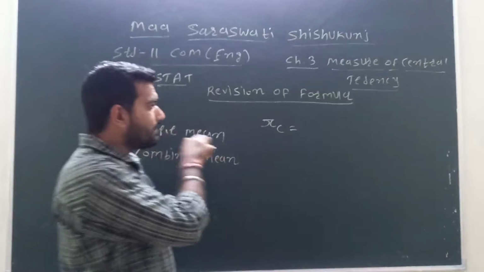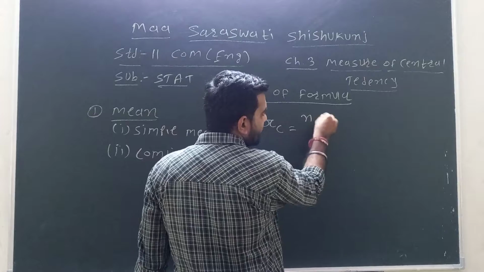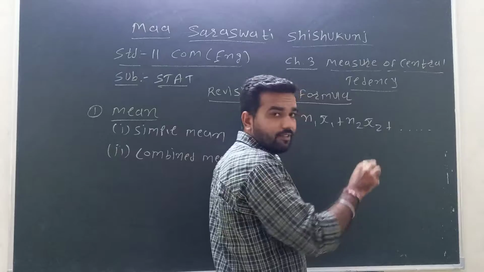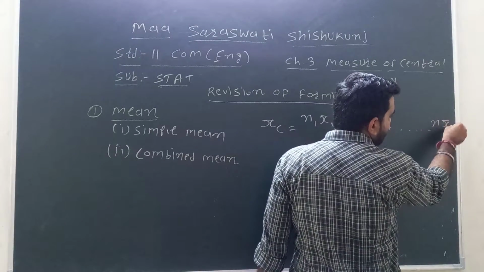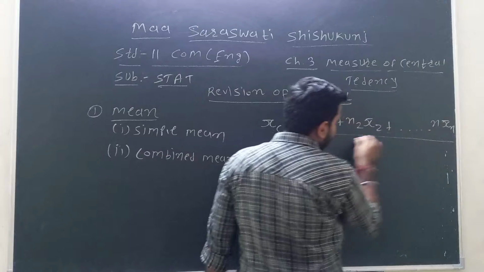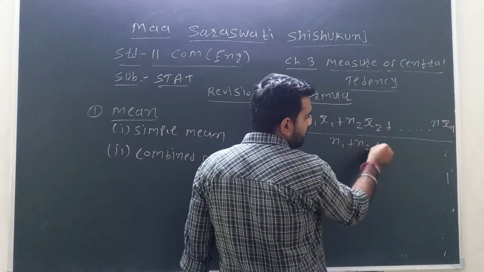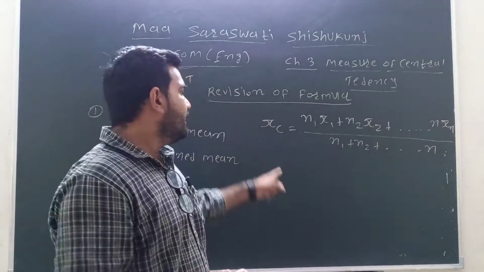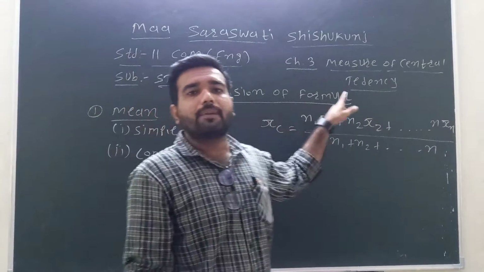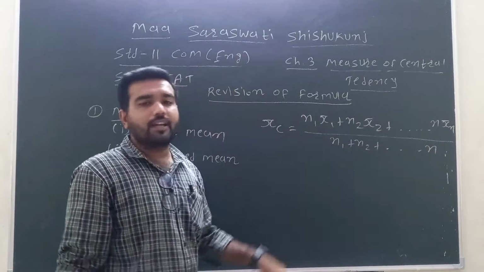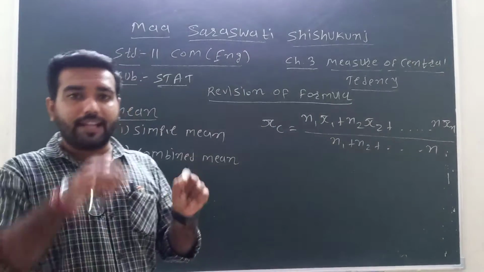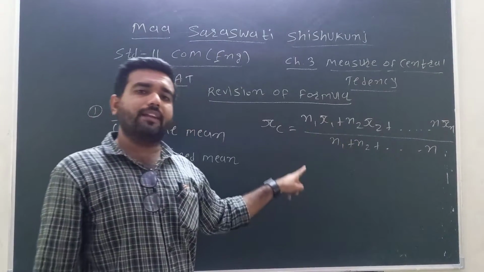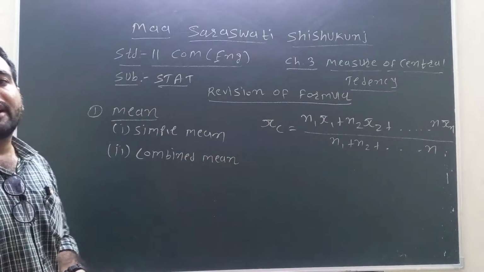So the formula of combined mean x bar c is equal to n1 x bar 1 plus n2 x bar 2 plus up to n into x bar n, upon n1 plus n2 up to n. When there are two observations and two means given, then x bar c is equal to n1 x bar 1 plus n2 x bar 2 upon n1 plus n2. Here n1 multiplied by x bar 1, plus n2 multiplied by x bar 2, upon n1 plus n2. So here it is the combined mean.